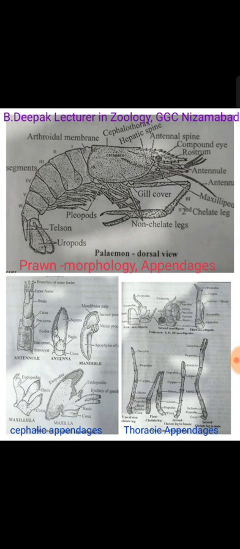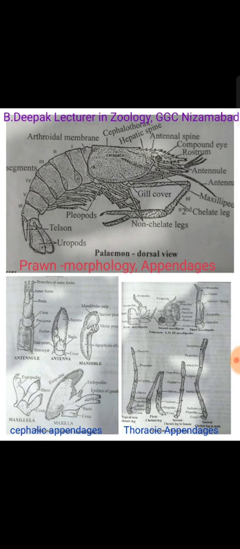Of these two joints, the lower is the coxopodite, or coxa, and the upper is the basipodite, or basis. From the basis arise two branches, that is the rami: an inner endopodite and an outer exopodite.